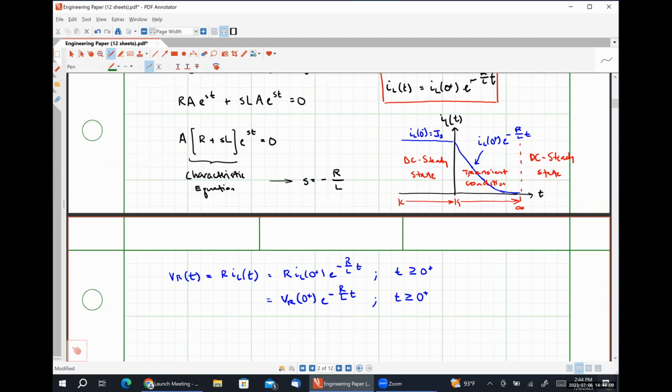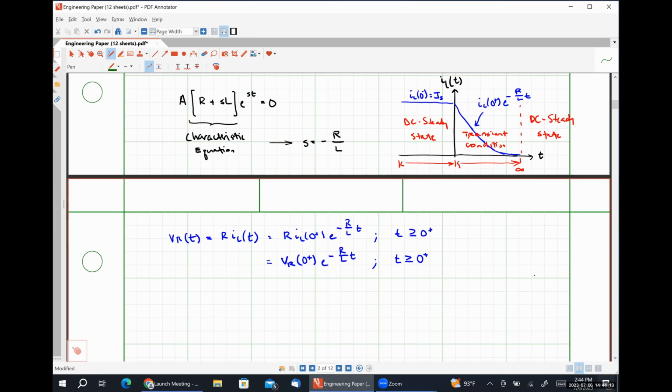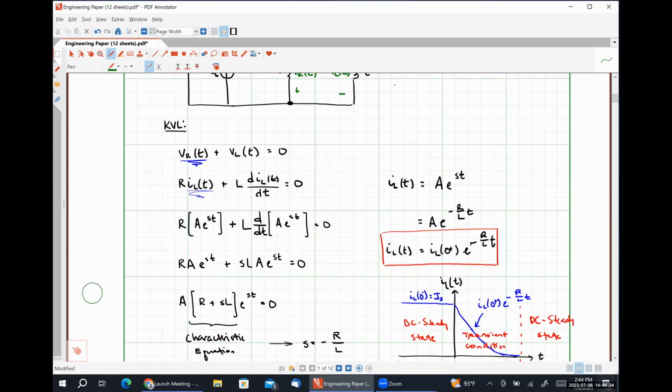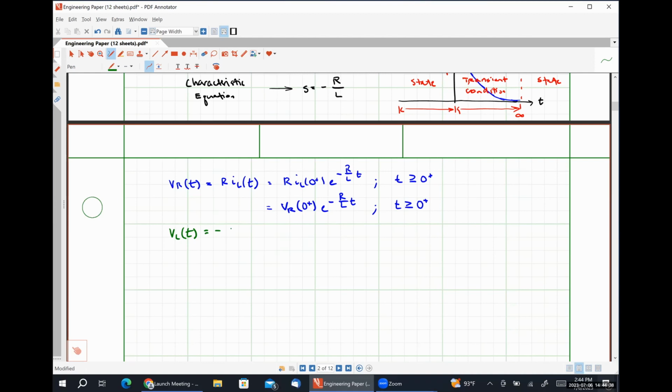What if we wanted our inductor voltage, VL of t? If we scroll back up to our original circuit diagram, we can see that VL of t is the exact same thing as VR of t, except that it's of the opposite polarity. So I could say that VL of t is just negative VR of t, which would be negative VR at 0 plus times e to the minus R over L t for t greater than or equal to 0 plus. And that negative VR is really just our inductor voltage at t equal to 0 plus times e to the negative R over L times time.